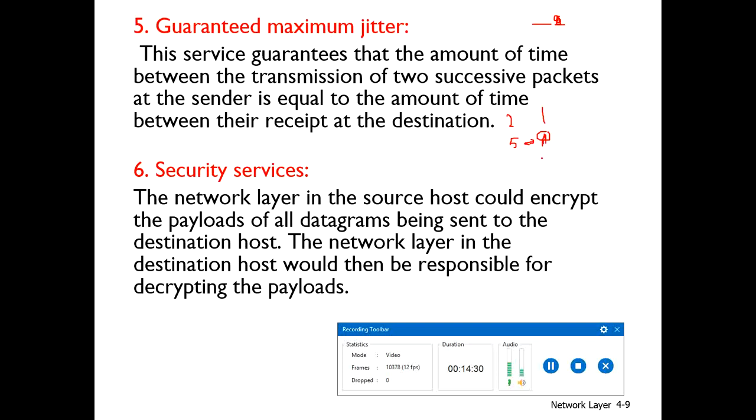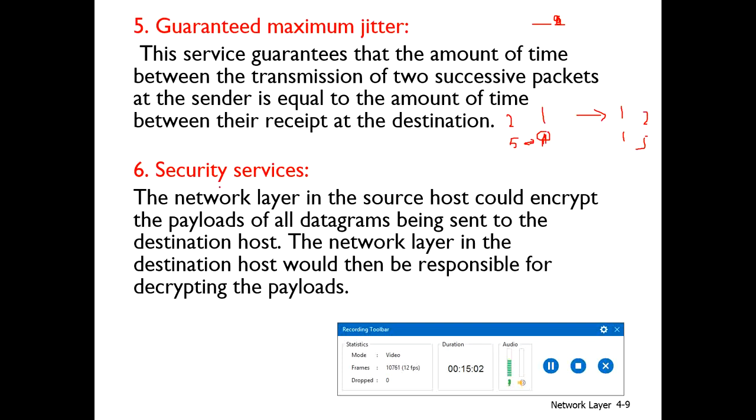Now this time difference will be the same at the destination. So at the destination, packet 1 will arrive at 1 millisecond and packet 2 will arrive at 5 milliseconds. This is what is called jitter. Jitter means the time difference between two subsequent packets at the sender side is equal to the amount of time between them at the destination.